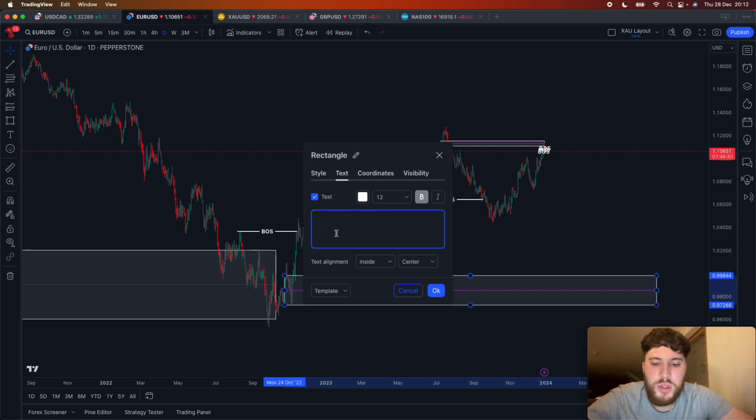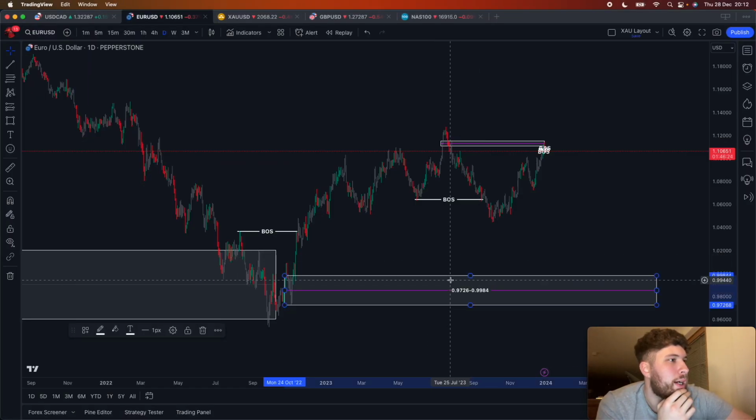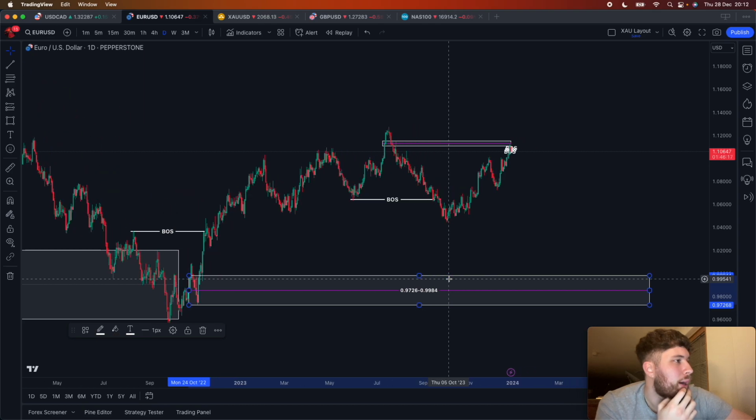But what I'm going to do now is just mark this zone out for you all, and then you can go ahead and apply this to your own charts. Perfect. So I've gone ahead and marked that out for you all. If you guys want to go ahead and mark that out, absolutely do so. This is definitely somewhere we can look to go long from.